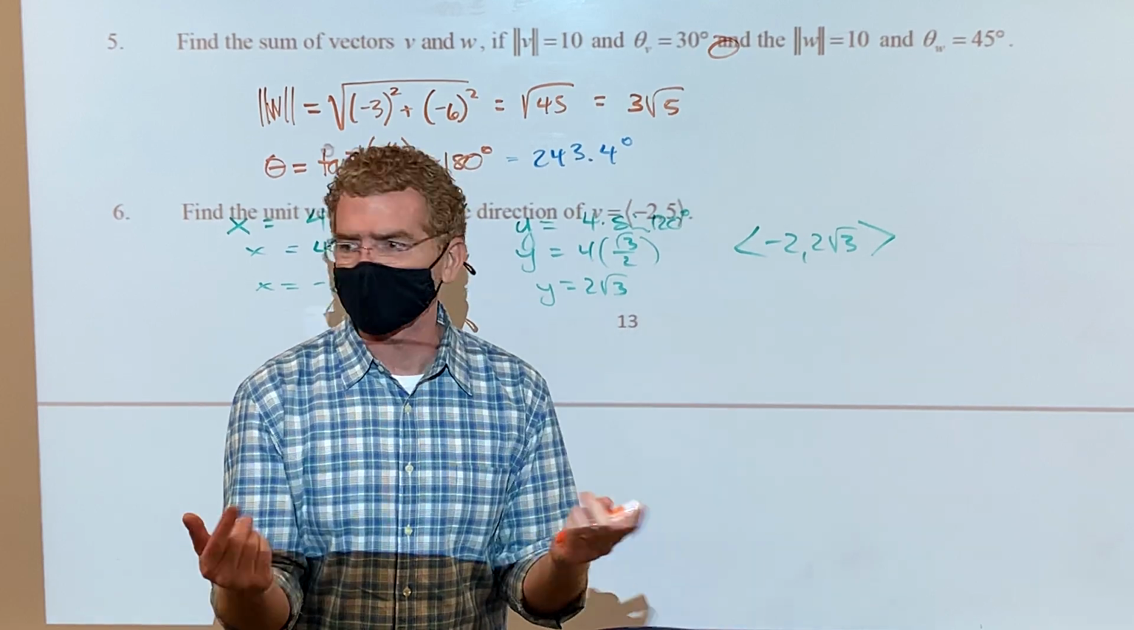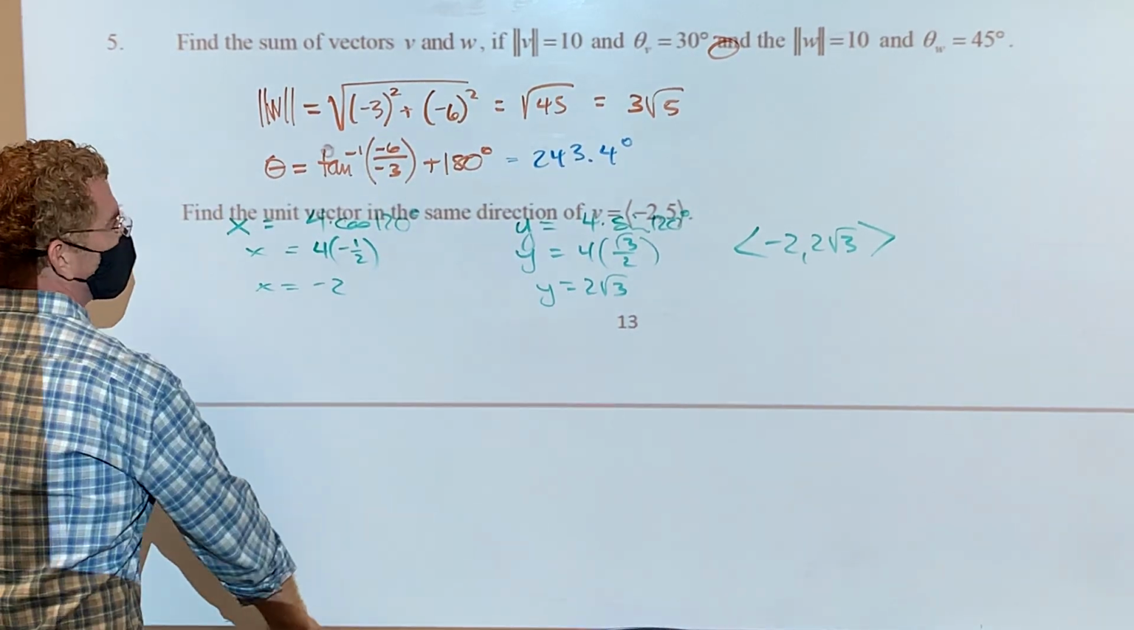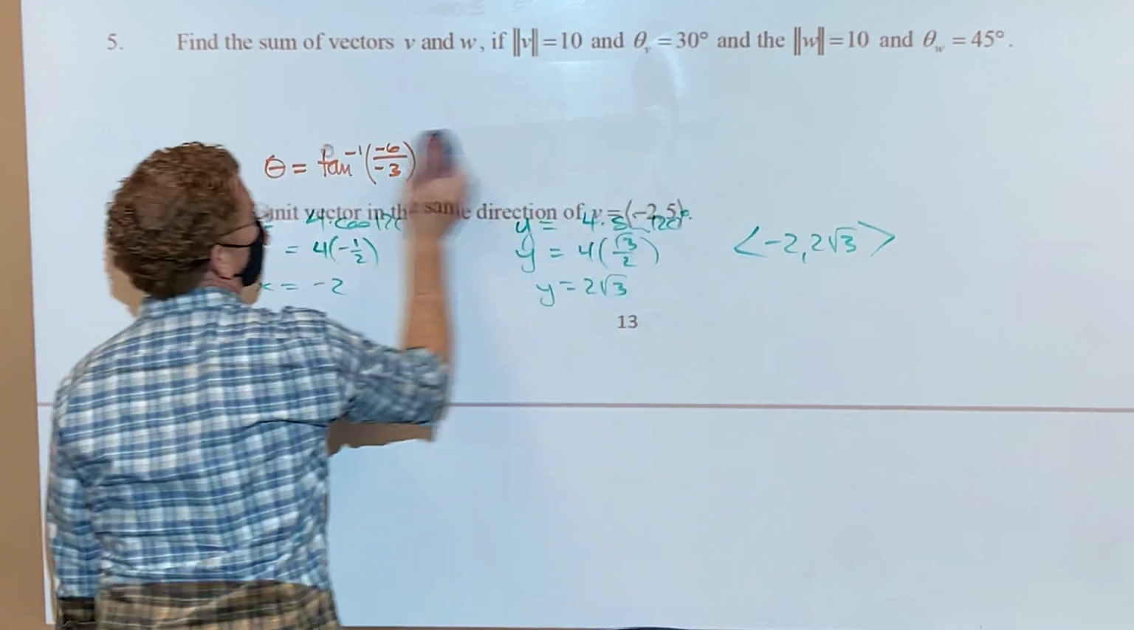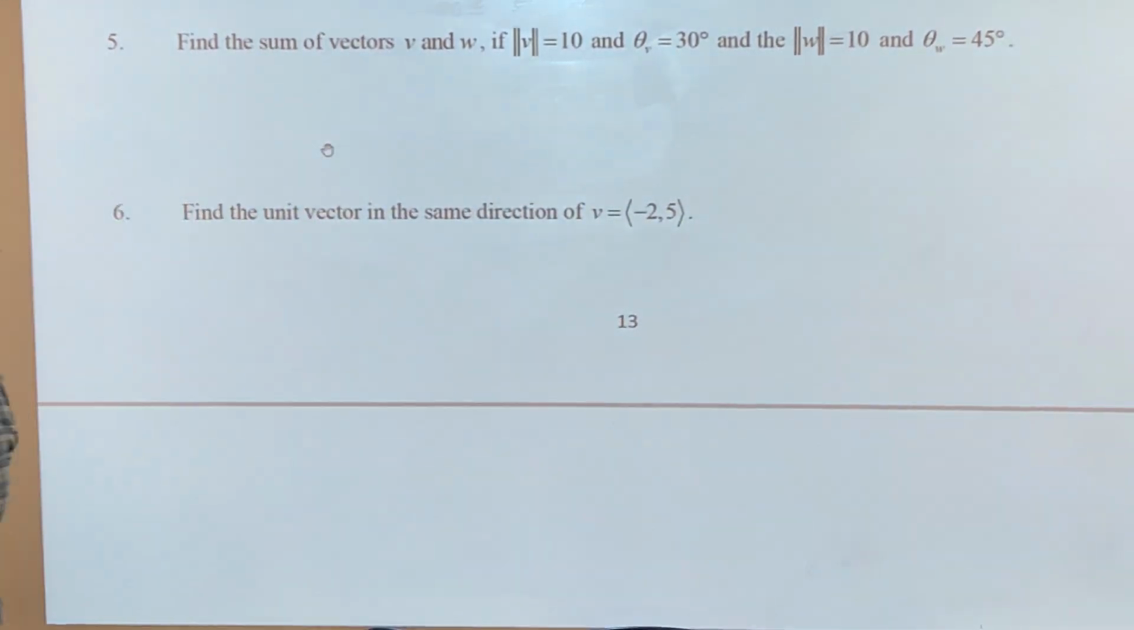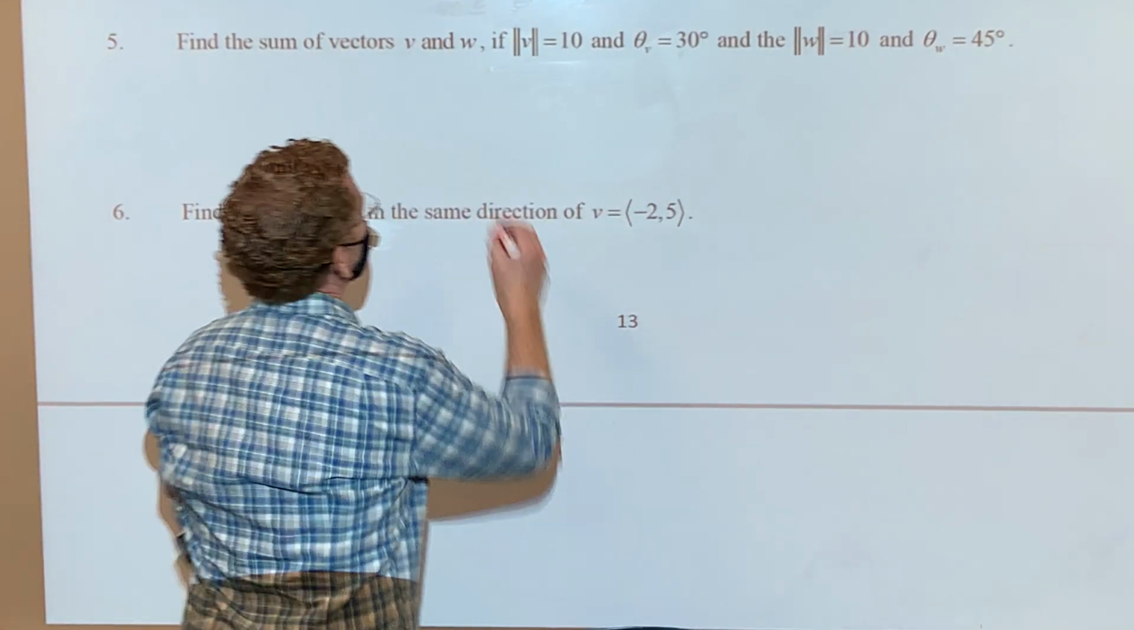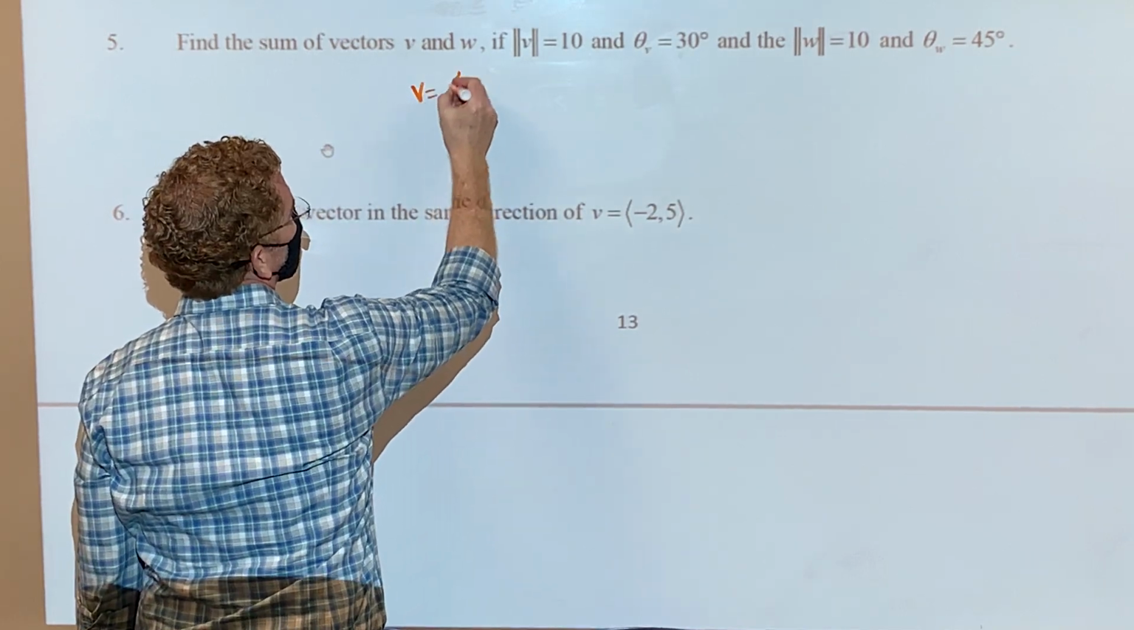So that's how you add them, but I don't have them in that form. So what do I do if they're not in that form? Anybody? Put them in that form. So if I have that vector and that angle, how do I find vector v?